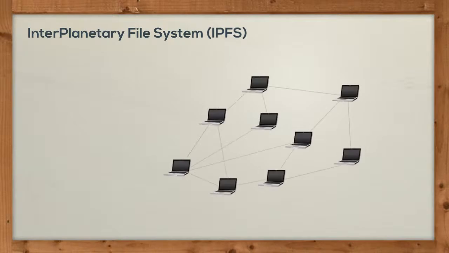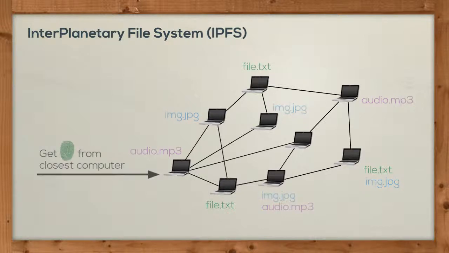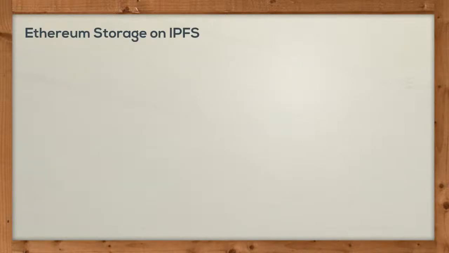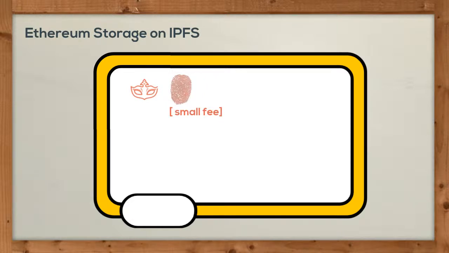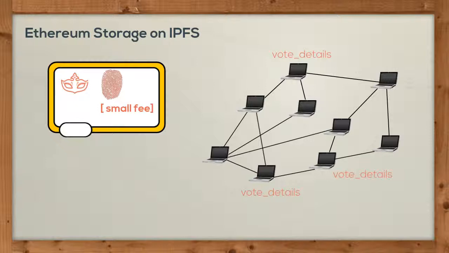IPFS is a decentralized storage system where data can be downloaded from any participating computer that has it. The data is identified and requested using a fingerprint, similar to the hash commitment described in the previous video. This means that instead of storing data on the Ethereum blockchain, the much smaller fingerprint can be stored instead, while the data itself is stored in IPFS. As long as at least one active IPFS node has the data, it will remain retrievable. Note that anyone in the world can host a node, including the voters and vote organizer, if they want to ensure data availability.